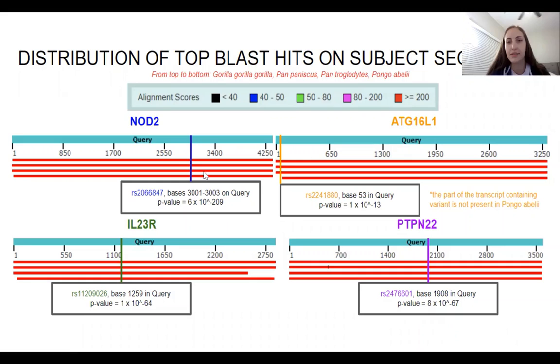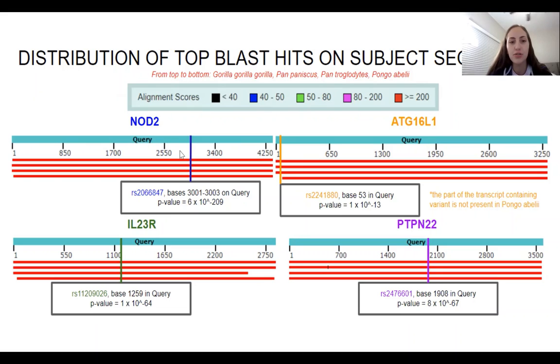All right, so here are the data. So first of all, we have the distribution of the top BLAST hits on subject sequences. And so we have these red lines, and those represent the subject sequences, and the top line that is in blue represents the query sequence. So from top to bottom, we have gorilla, gorilla, gorilla, Pan paniscus, Pan troglodytes, and Pongo abelii.